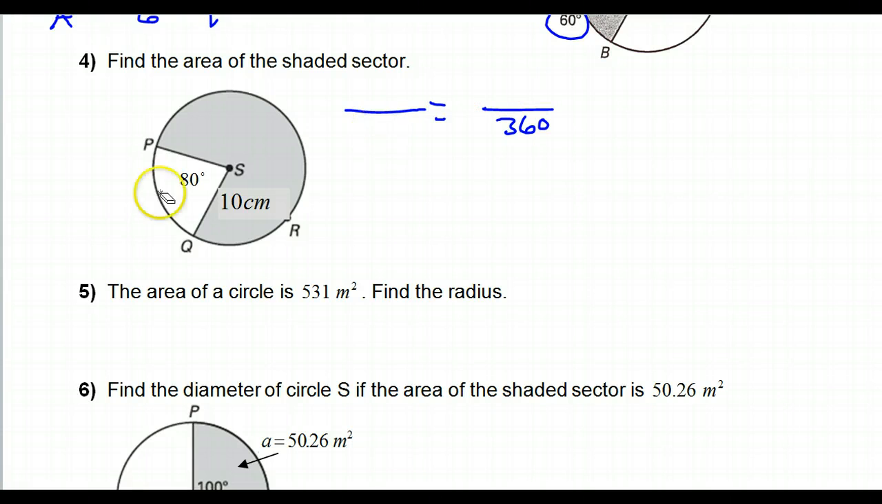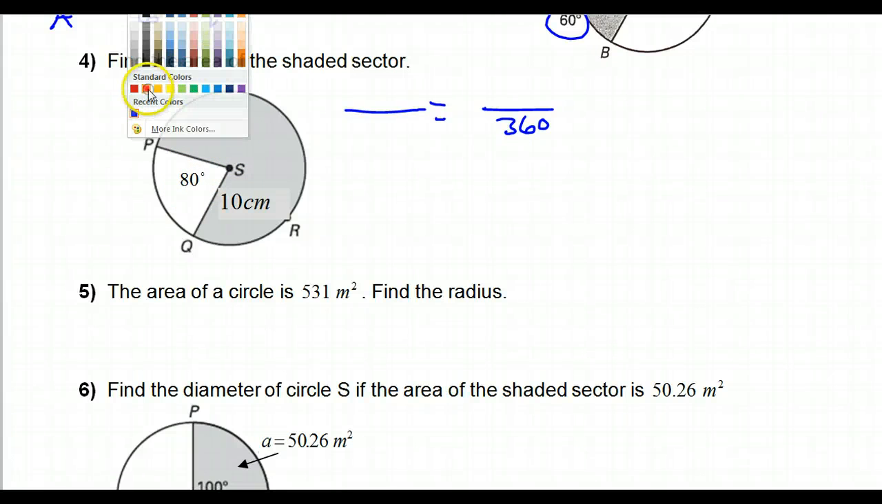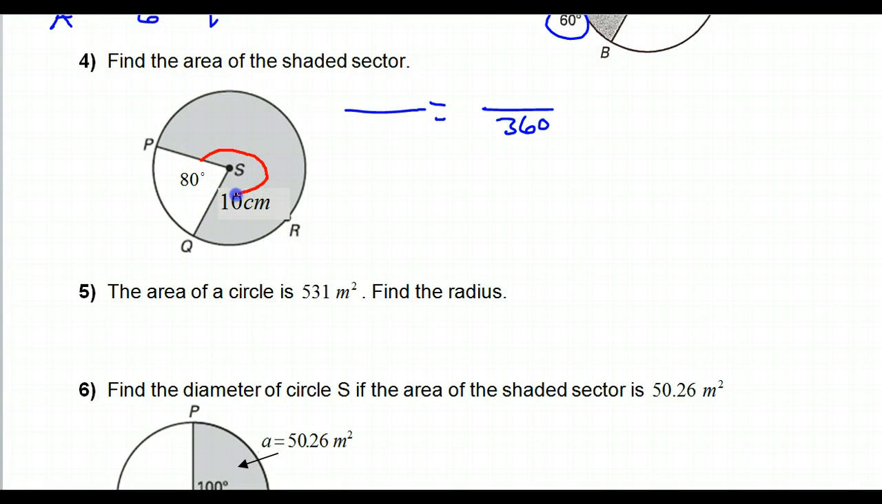Why not 80? This 80 is the white area. Okay, we're supposed to be finding the shaded area. The 80, the sector here, is not shaded. So what do I do? How do I find the degrees that go the other way around? Okay, how do I find these degrees? I subtract from 360. So if I do 360 minus 80, I'm going to get 280.